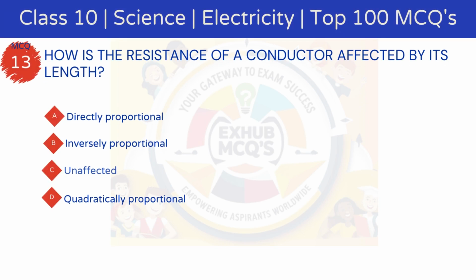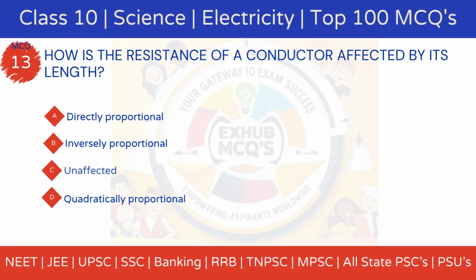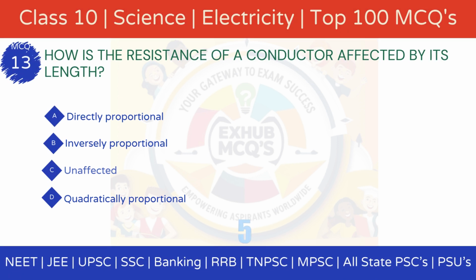MCQ 13. How is the resistance of a conductor affected by its length? Option A, directly proportional. Option B, inversely proportional. Option C, unaffected. Option D, quadratically proportional.